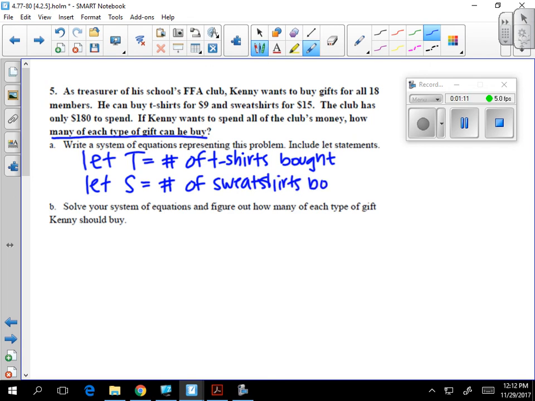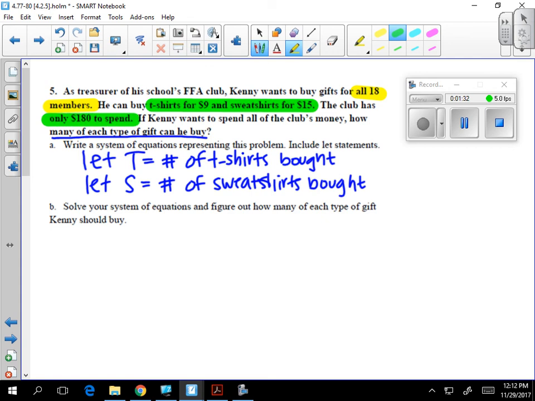Okay, so now I have to attack the equation part, right? So I'm going to look at the types of information that they give me. They gave me a total of 18 members. So that means he has to buy 18 gifts. And they also told me what the t-shirts and the sweatshirts will cost. So those are my two types of information.